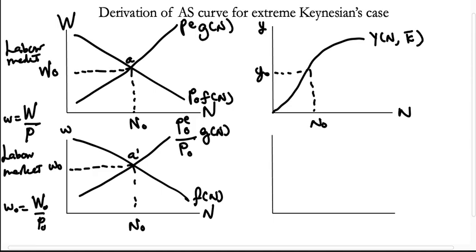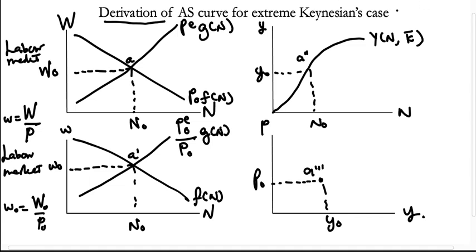Then I have starting point here. We have P, we have Y, real output. Starting point here, P naught, Y naught. This one is A double prime. This one is A triple prime. Okay. So we want to derive aggregate supply curve for extreme Keynesian. Remember, for extreme Keynesian, small letter p prime, which is delta PE over delta P equals to 0.